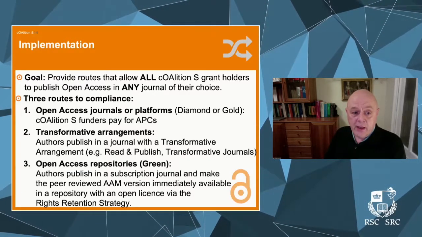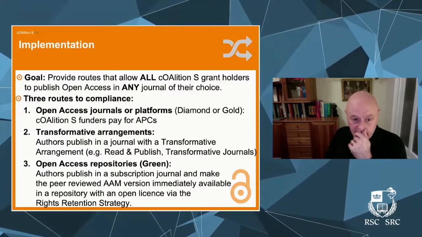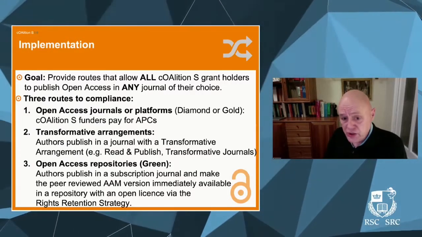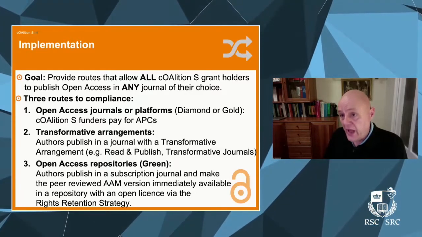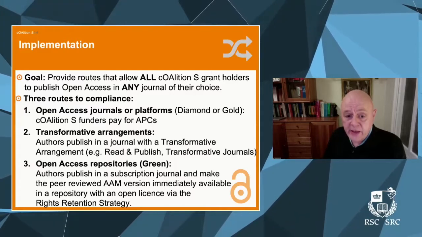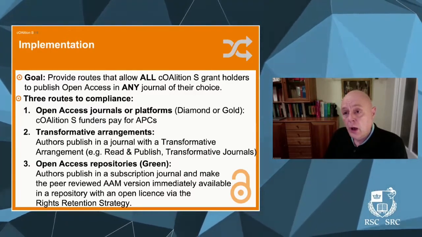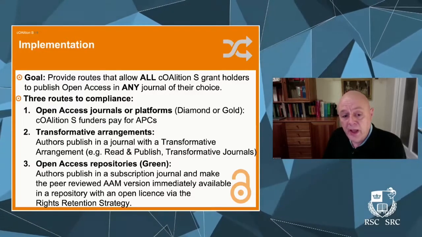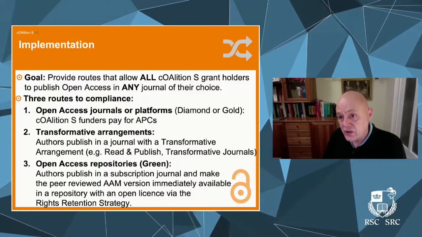And then thirdly, and very importantly, our recent green policy, authors can publish in a subscription journal or in a hybrid journal, but in that case, they are required to make the peer-reviewed version of their article immediately available in the repository with an open license via the rights retention strategy.